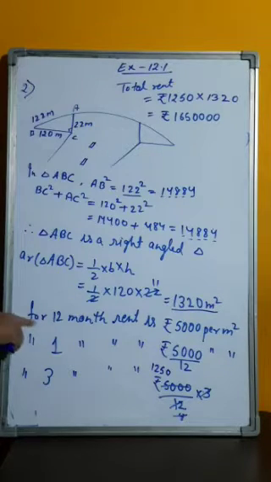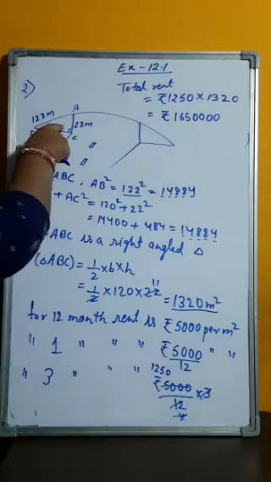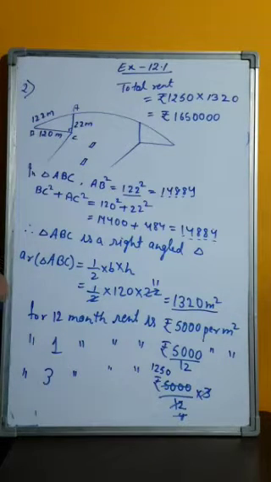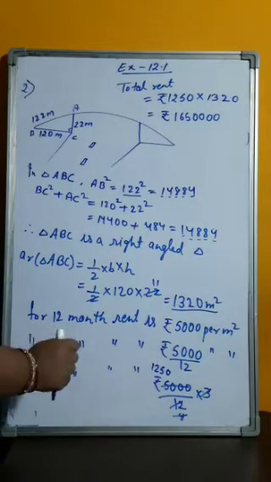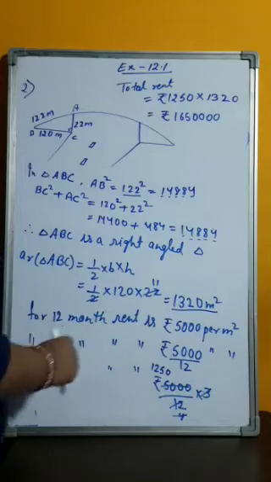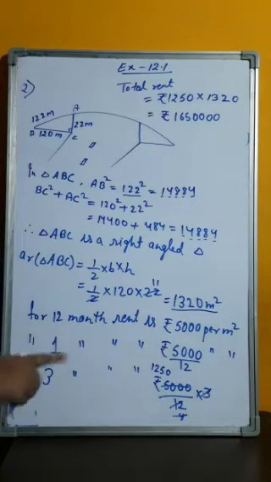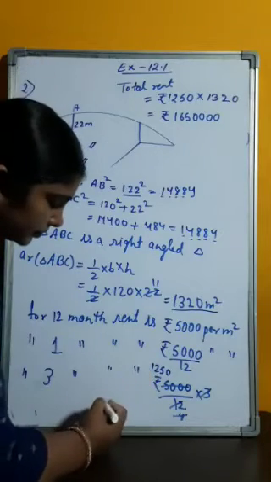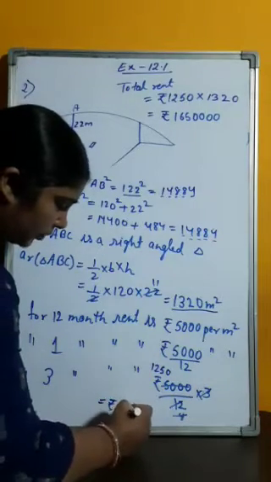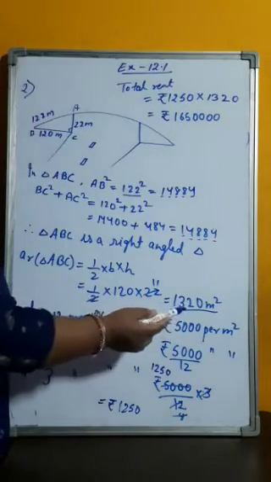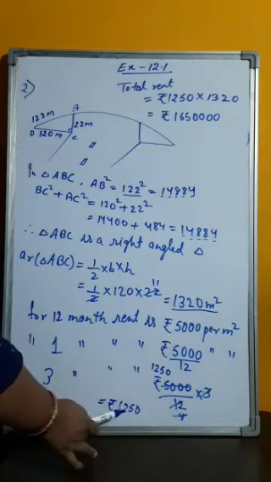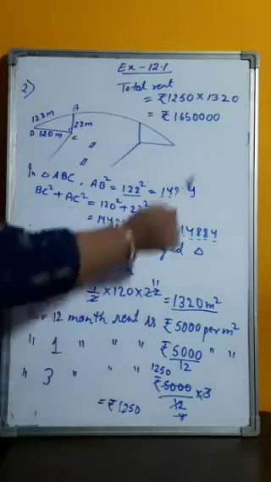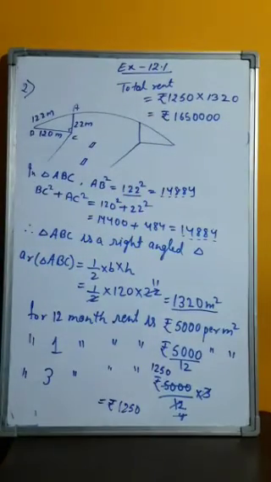Now according to the question, for 12 months, if this triangular part is taken for advertisement, its rent is rupees 5,000 per meter square. So for 1 month, by unitary method we can calculate it is rupees 5,000 divided by 12. So for 3 months, what will be the rent? It is rupees 1250. Now the area which we have to take for the rent is 1320 and rent rupees 1250. When these two are multiplied, we will get the total rent paid by the company within 3 months.